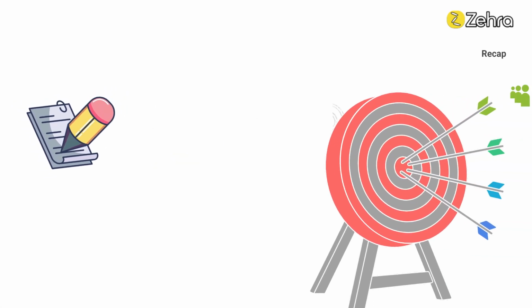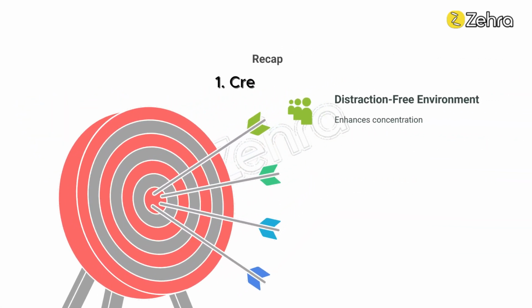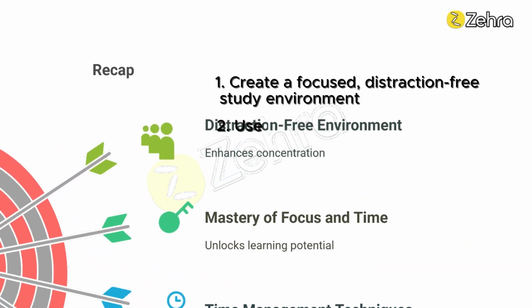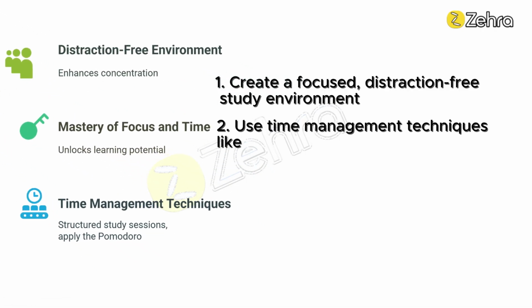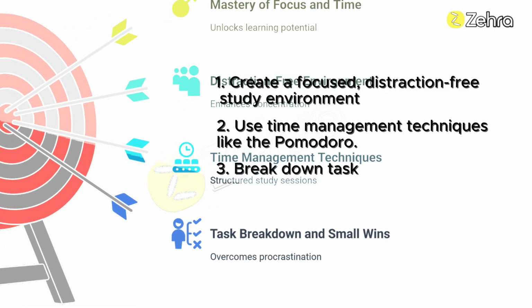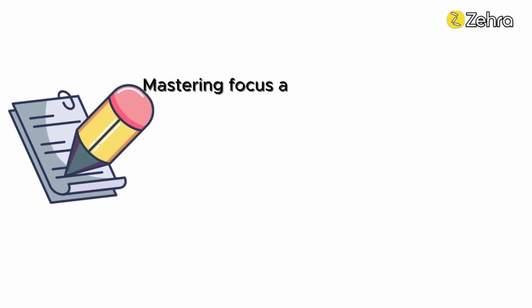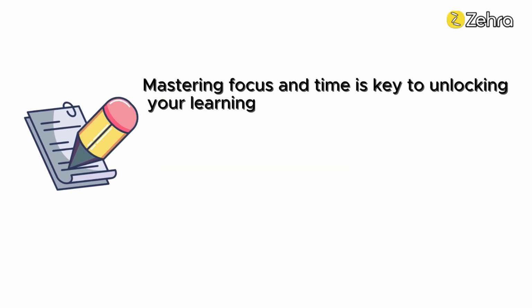This is the conclusion of the whole matter. Create a focused, distraction-free study environment. Use time management techniques like the Pomodoro. Break down the tasks and tackle procrastination with small wins. Mastering focus and time is key to unlocking your learning potential.